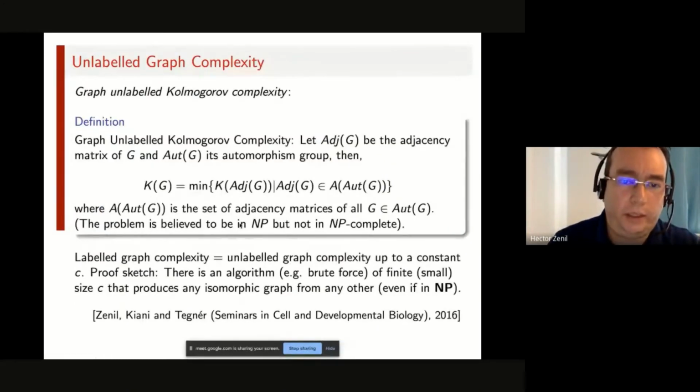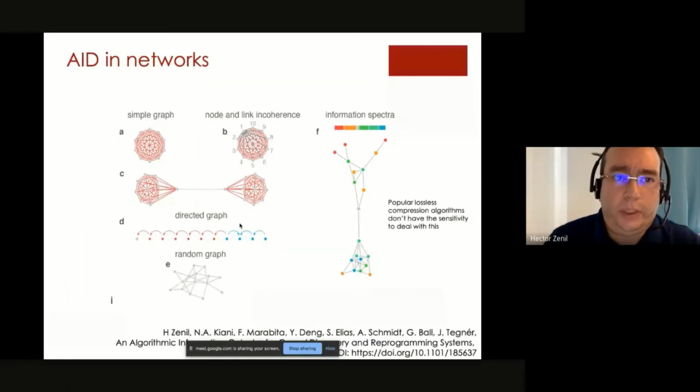And we came up with a definition of algorithmic complexity on the automorphism group. And now there are several groups working on this after our own definition, working on all types of graphs and networks. So algorithmic information dynamics again applies to graphs, because now you can perform perturbations to nodes or edges, and then see what is the contribution of each of these elements to the overall object. And you can have something like an information spectra, basically grouping those colors.